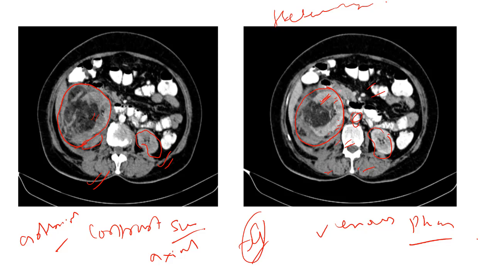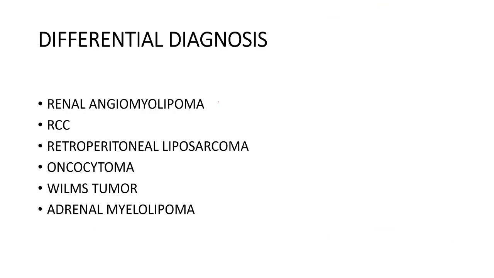So what are the differentials we are getting? A mass arising from the kidney, mostly of fatty component, some vascular component as well. So our differentials include, first, renal angiomyolipoma. The second differential is RCC. Third, a component which has lipid, that is the retroperitoneal liposarcoma. Fourth is oncocytoma, a mass arising from the kidney, Wilms tumor, and adrenal myelolipoma.